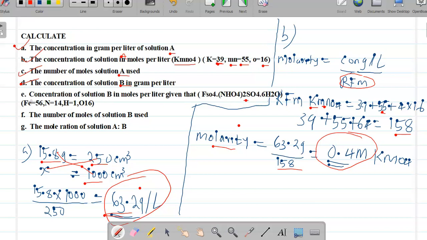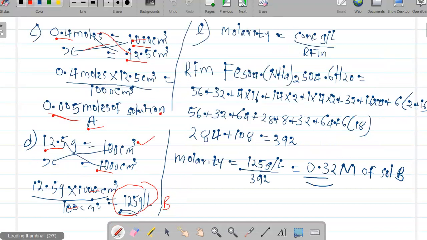Anyway, they're asking the concentration of solution B in moles per liter, which means the molarity of solution B. This part is very important. To calculate E, this is what you do. We have to calculate by using the formula: concentration in molarity is equal to concentration in gram per liter over RFM. Let us see by D. So by D, molarity is equal to concentration in gram per liter over RFM. Concentration in gram per liter of solution B, we have 125.